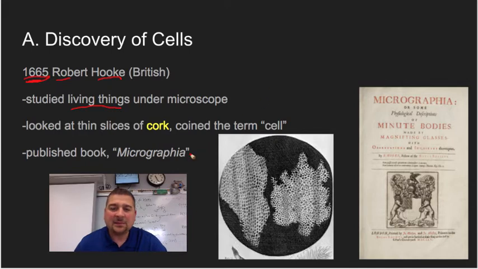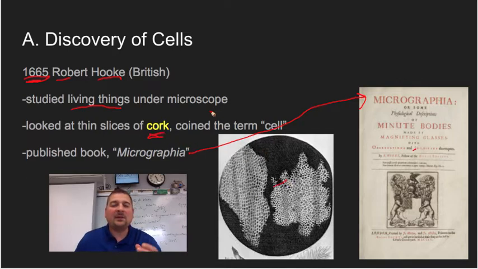He actually published a book called Micrographia, the physical descriptions of minute bodies made by magnifying glasses with observations and inquiries thereupon. So some fancy English there for you. In other words, it was just a book of all these drawings, and the one thing he looked at was cork.